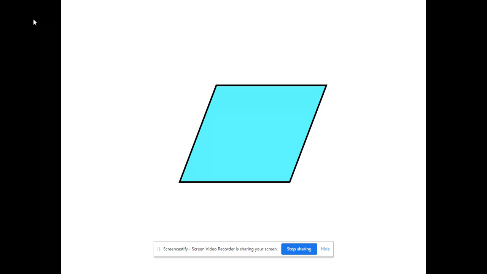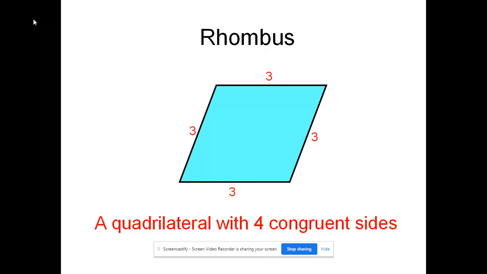let's look at this. What polygon is this? What quadrilateral, excuse me, is this? It's a rhombus. And again, what defines a rhombus? How can you describe a rhombus? A rhombus is a quadrilateral with, did you say four congruent sides? Yes, congruent means equal. If one side is three, if it's a rhombus, all sides are three. Okay? They're all equal sides. That's what makes a rhombus a rhombus.